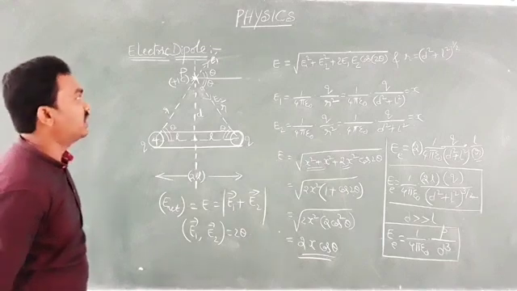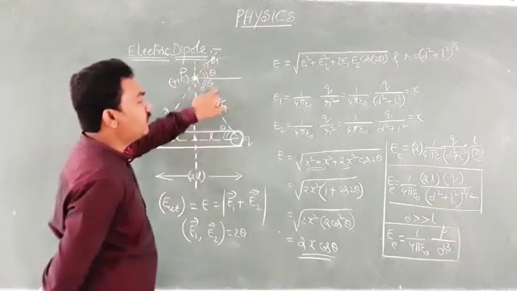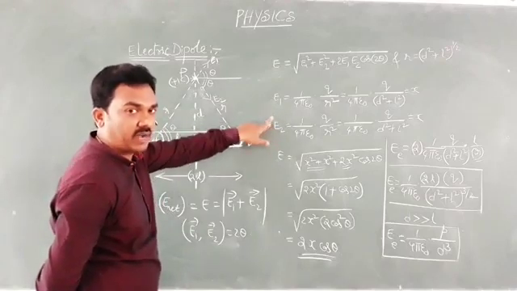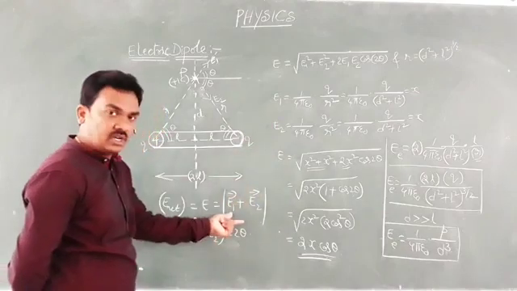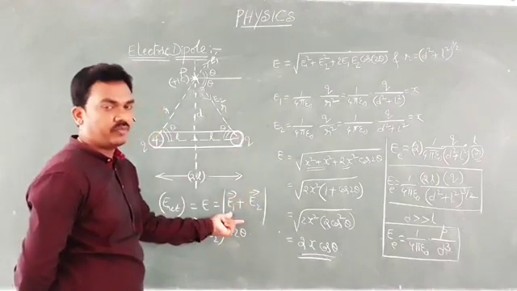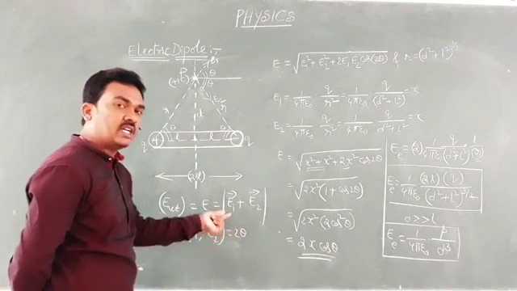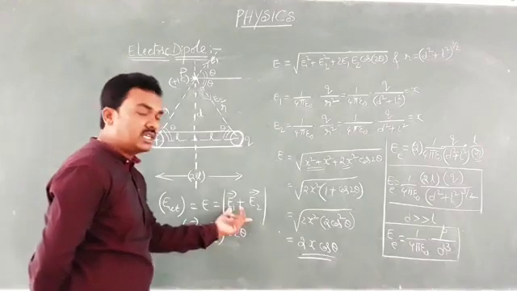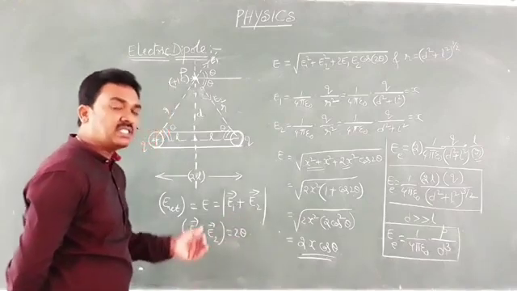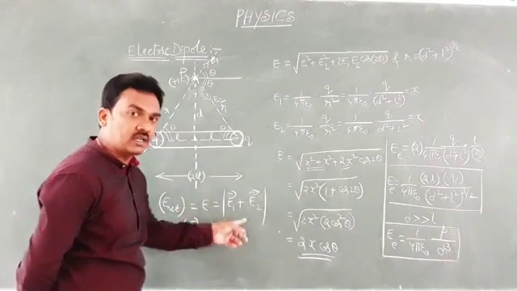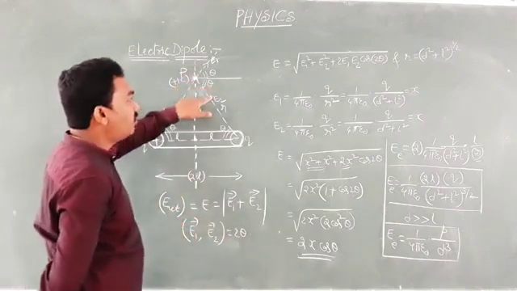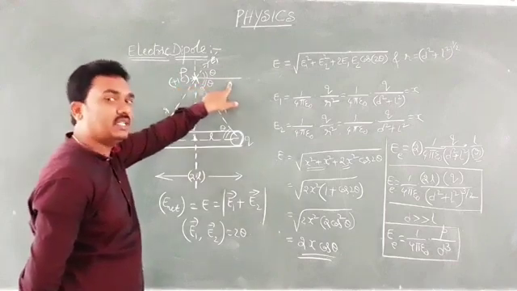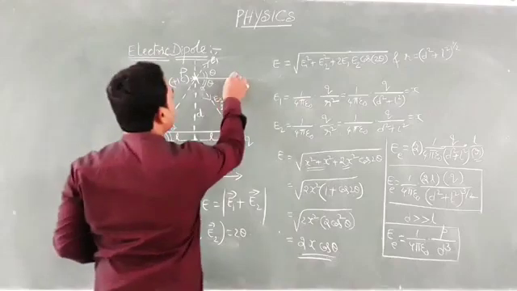But here is an interesting point. You see, E1 and E2 are equal in magnitude. Whenever two vectors are equal in magnitude, their resultant will bisect the angle between them. I repeat, the two vectors E1 bar and E2 bar are of equal magnitudes. Then the resultant direction will be bisecting the angle between the two vectors. Means E1 bar, E2 bar are at an angle 2 theta. Then the resultant will be at an angle theta, bisecting the angle between them.